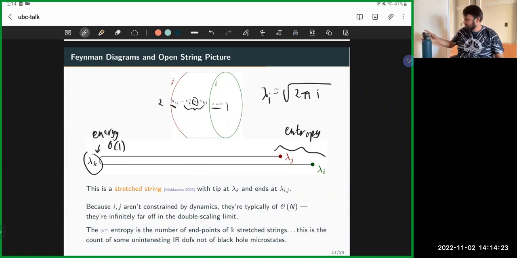Anyway, cool. So anyway, this is the point.